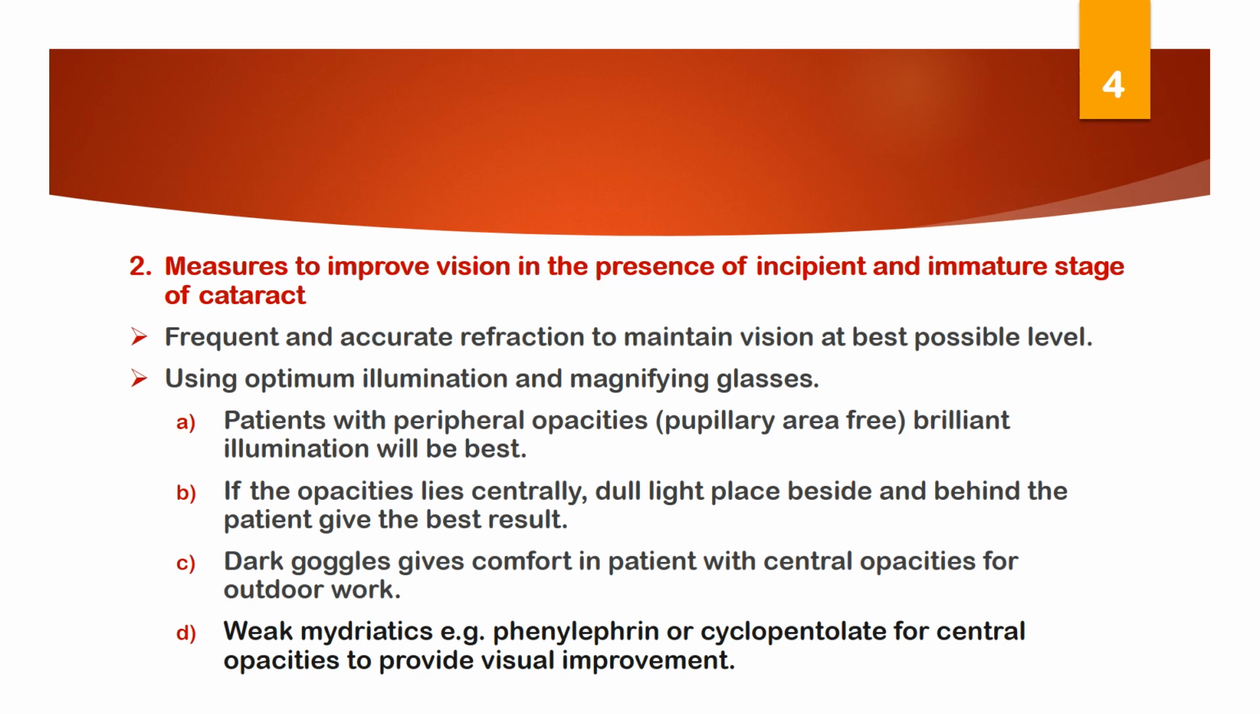Measures to improve the vision in the presence of incipient and immature cataract. This includes frequent and accurate refraction to maintain the vision at the best possible level, using optimal illumination and magnifying glasses. In patients with peripheral opacity, meaning the pupillary area is free, brilliant illumination will be best.